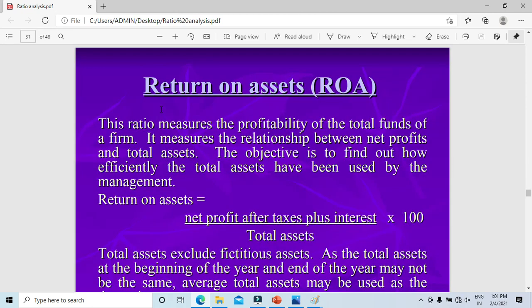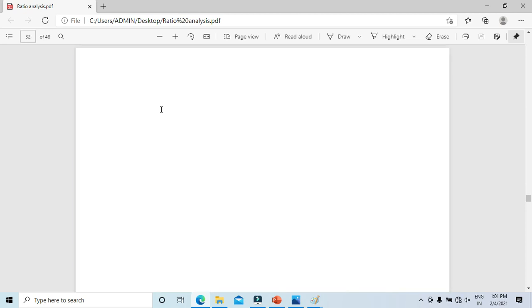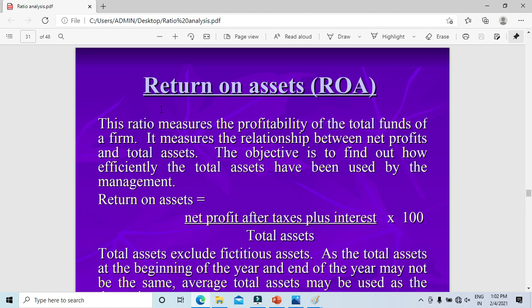Creditors 1,60,000, fixed assets 1 lakh, current assets 3,60,000. So now the very first one he asked us to calculate is return on total assets.